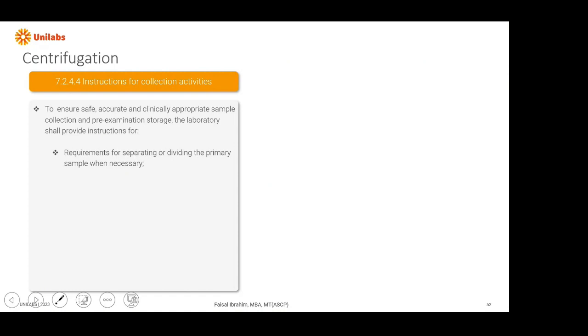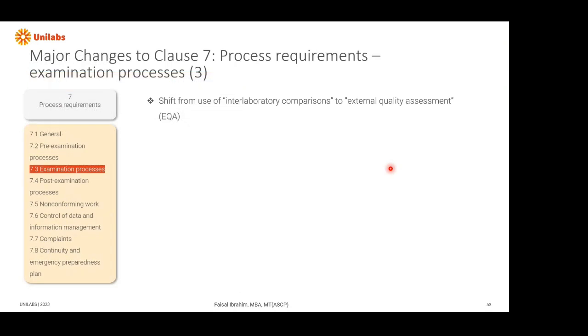We all know that the most common cause of error in the lab is pre-analytical. So I think this is an area of interest to the new ISO, and I like it because from my experience, I noticed there are a number of issues when it comes to pre-analytics, especially in the area of centrifugation and temperature monitoring in the pre-analytic phase of testing. Moving on to clause 7.3.